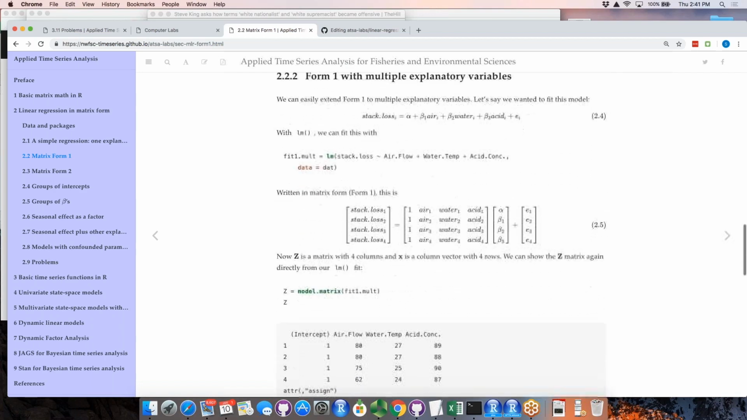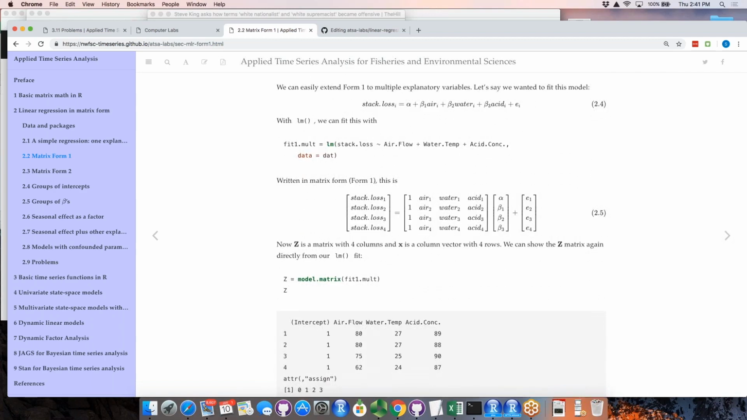What if we had more variables? So we didn't just have air, let's say we had air, water, and the acid. So those are the three covariates in this data set. And now if we did a linear regression and we said stack loss is a function of those three things plus an intercept, now the model looks like this.